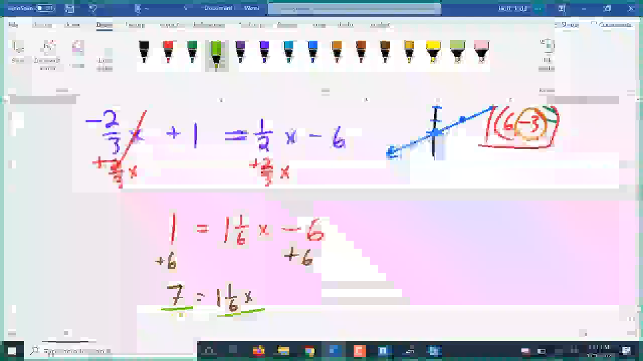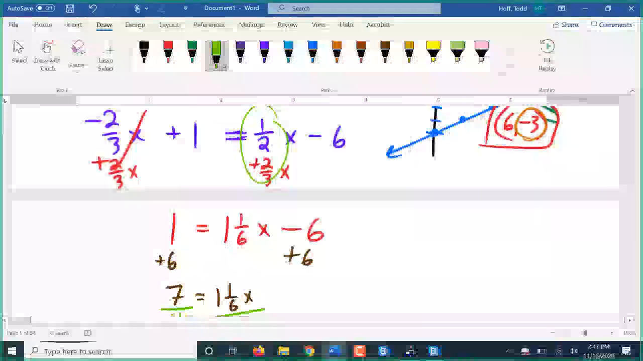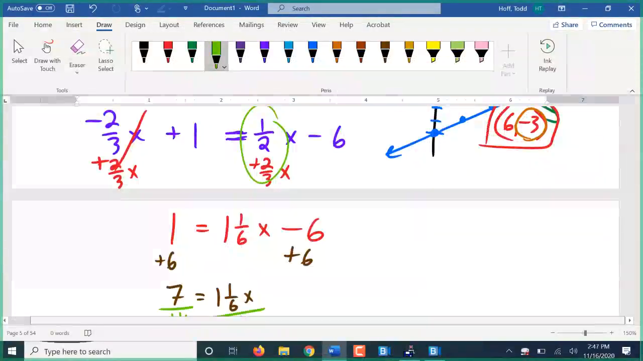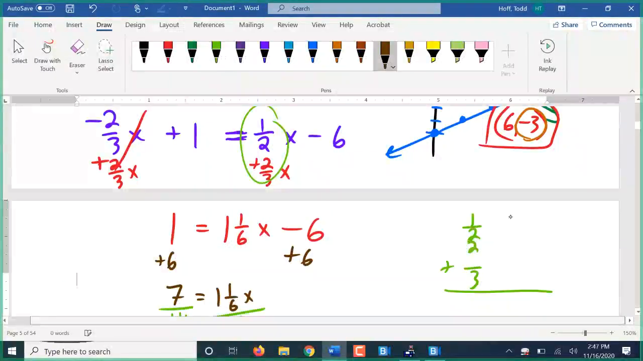Now, I combined a lot of fractions here without writing them off to the side. You can either use your fraction calculator to combine them, or you can do that combination off to the side somewhere, 2/3 plus 1/2. Of course, my common denominator is going to be 6.